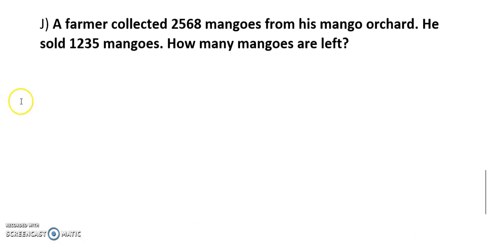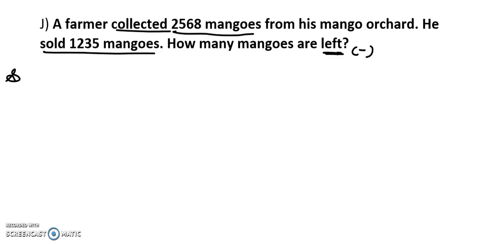Next one. A farmer collected 2,568 mangoes from his mango orchard. He sold 1,235 mangoes. How many mangoes are left? So 2,568 mangoes he collected. Then he sold 1,235 mangoes. How many mangoes are left? See the keyword. So what do you have to do? You have to subtract. How many mangoes are left, they are asking. So solution.